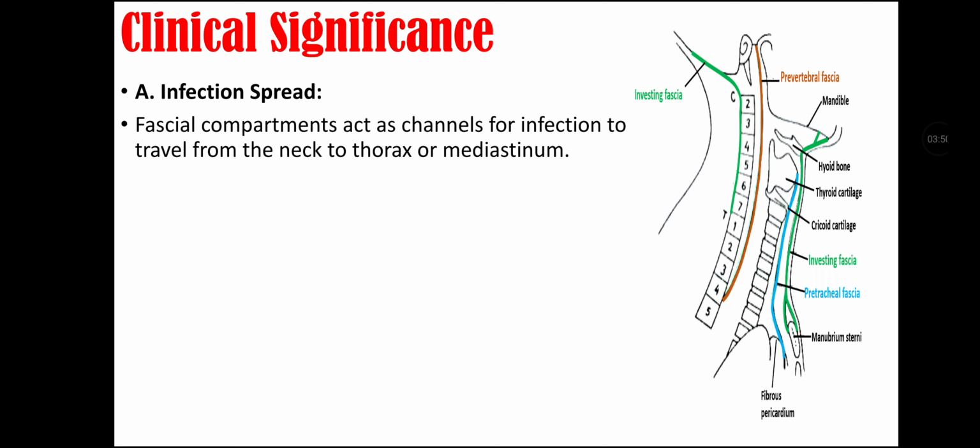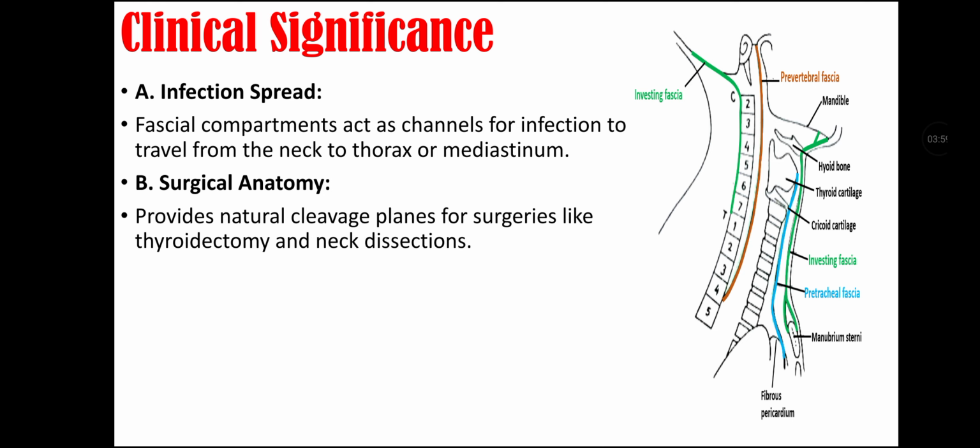Clinical significance of deep cervical fascia. First is infection spread. A fascial compartment acts as a channel for infection to travel from neck to thorax or mediastinum. Second is surgical anatomy, as they provide natural cleavage plane for surgeries like thyroidectomy and neck dissections.